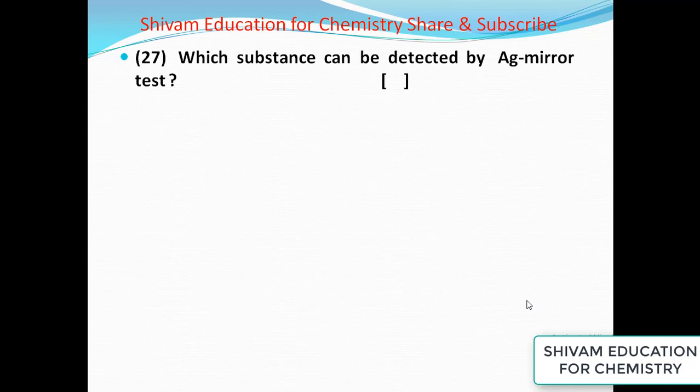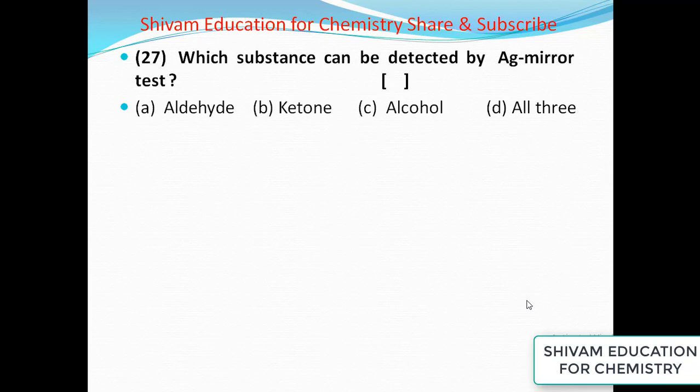Which substance can be detected by using silver mirror test? Now you are knowing very well. Silver mirror test is used to detect aldehyde in a laboratory, or it is also known as a Tollens test. So by using this silver mirror test, one can detect aldehyde in a laboratory. So answer of this question 27 is A, aldehyde.